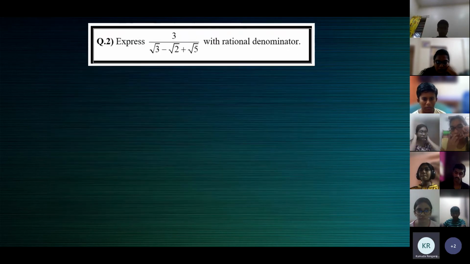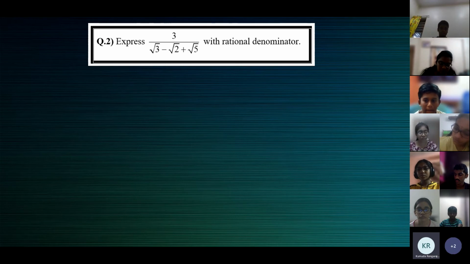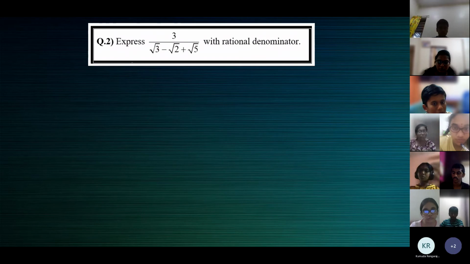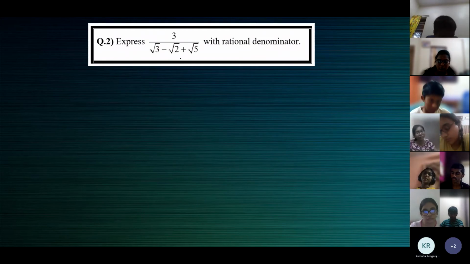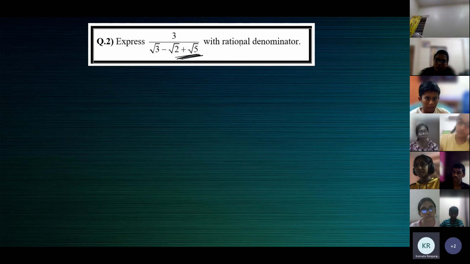All right. So this is the next question. Today, children, in today's class, I'll just explain a few sums. You will take the screenshots and complete it in your classwork later. Just listen to this. Express. Again, you have an expression here with a rational denominator. So the denominator is irrational.